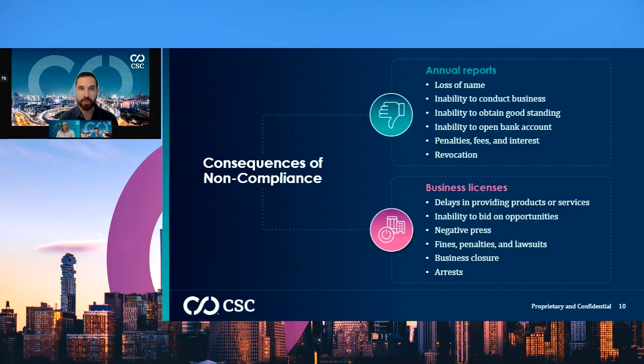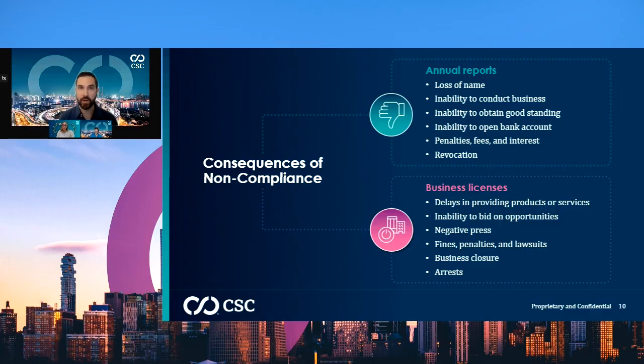The first thing that's worth noting is that all of the entities at the state level are public record. You go on the state's website, you can see companies that are registered there, you can see basic entity details, and you can also see whether or not they're in good standing. So the first thing is, for reputational purposes, you want to make sure that you stay compliant.